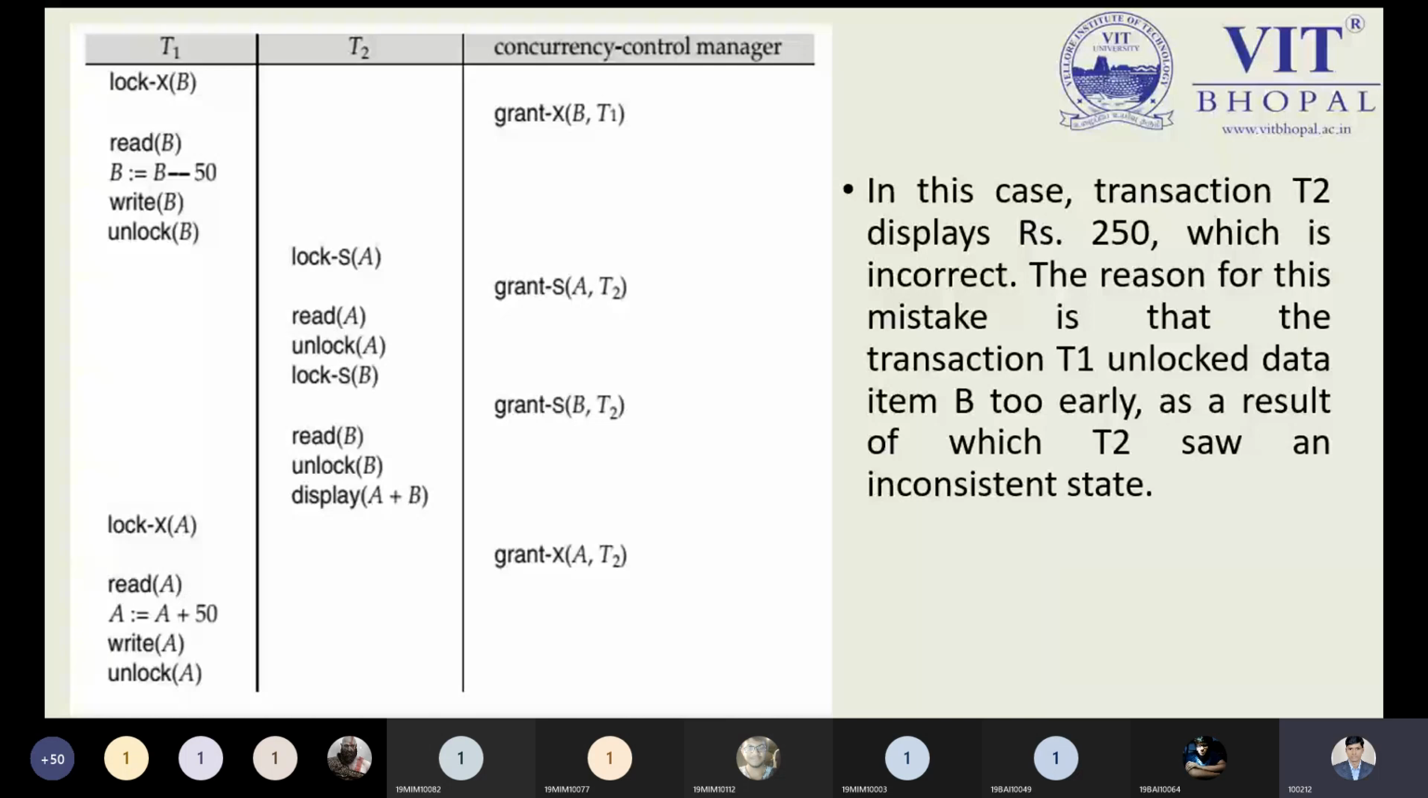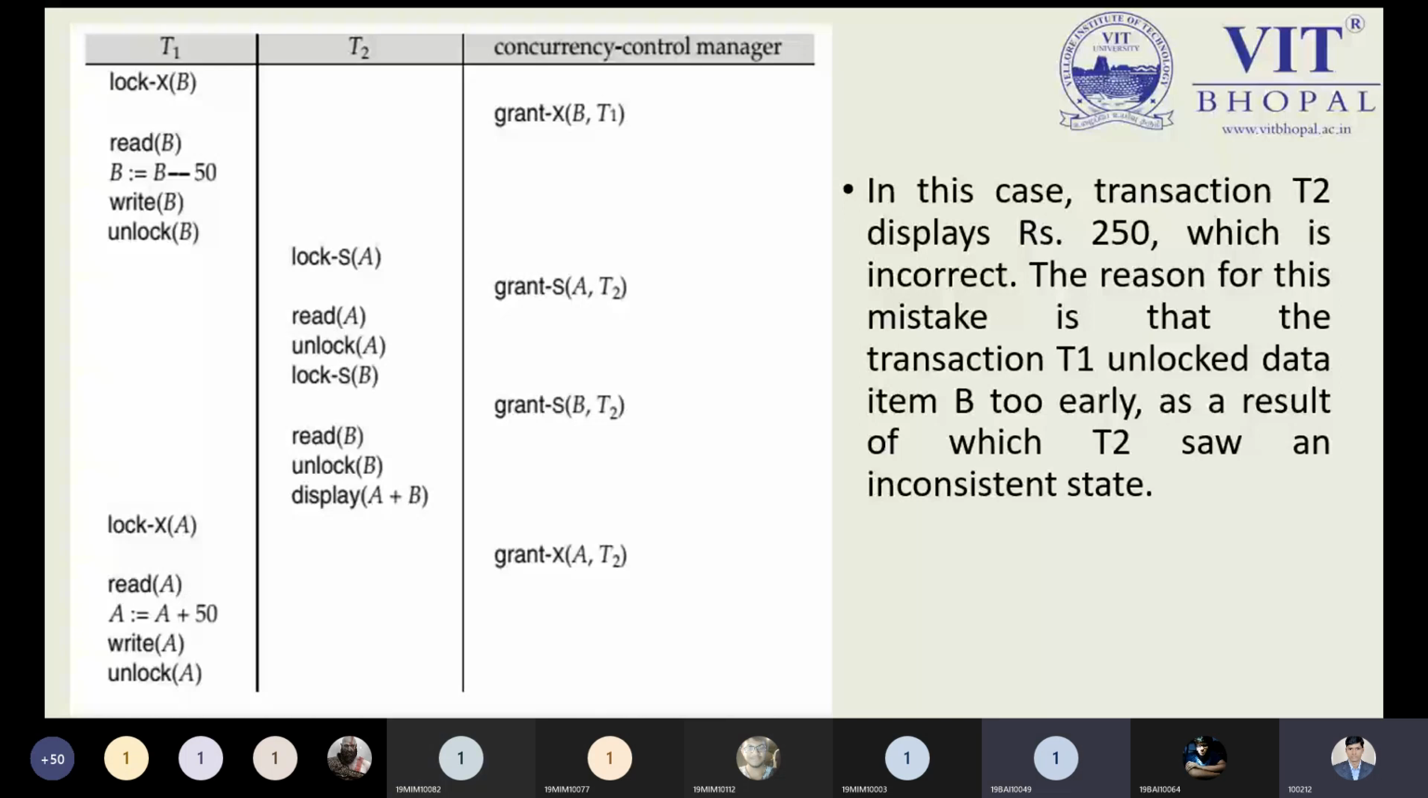Then ask me. In this case, transaction T2 displays 250 rupees, which is incorrect. It should be 300. The reason for this mistake is that transaction T1 unlocked data item B too early, as a result of which T2 shows an inconsistent state. Is this clear to all, or should I explain? This is my point.